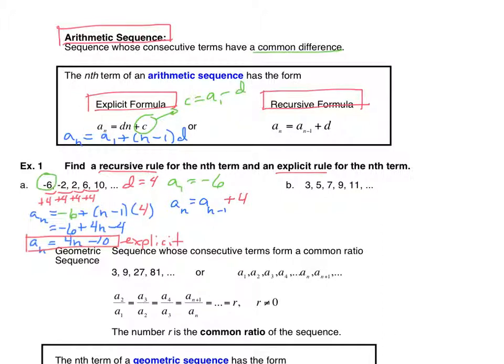Wait, is this for part B or is it already solved part B? This is still A, because they wanted the explicit and they wanted the recursive, so this is our recursive. Because you have to have 2 parts to that.